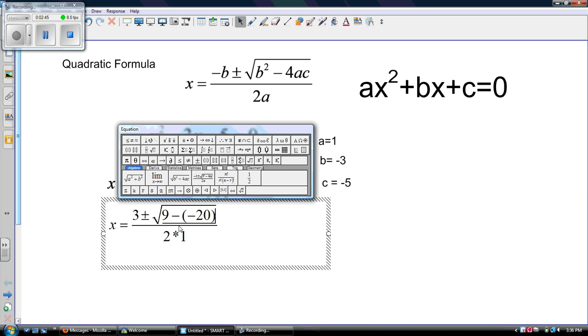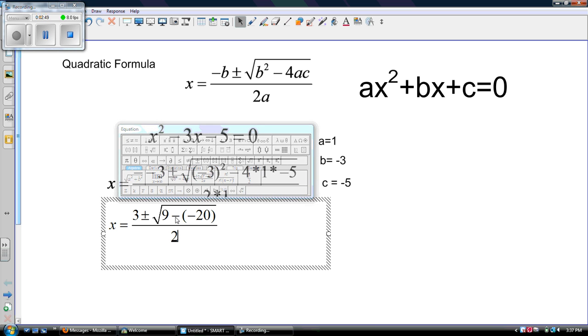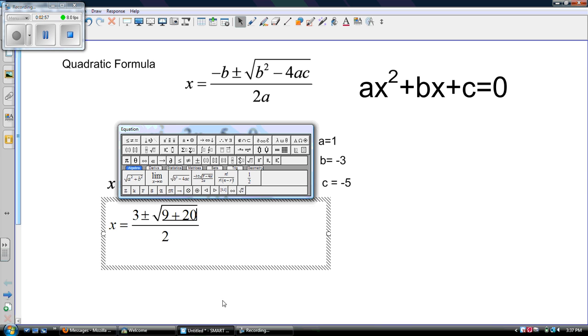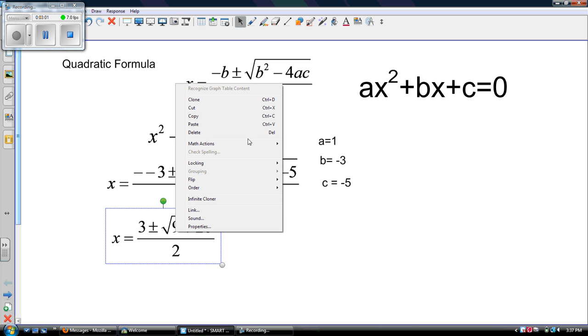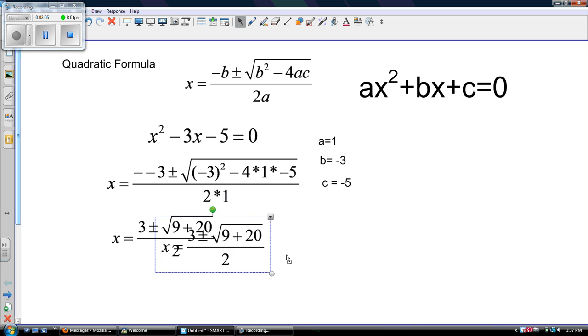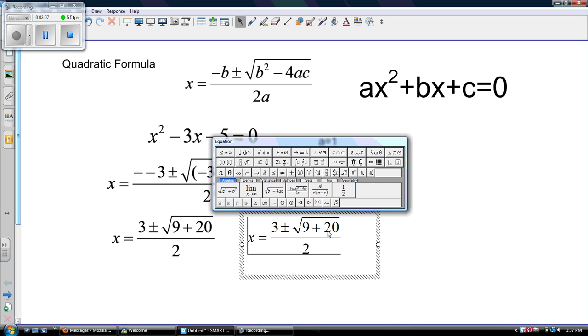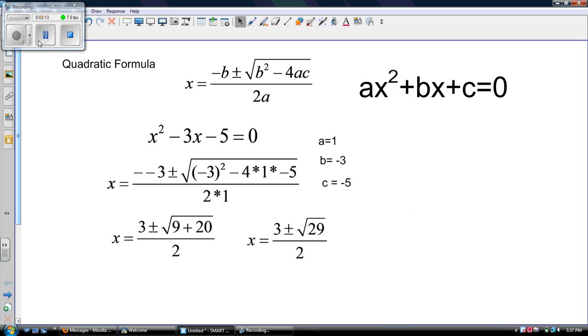And then this is just 2, because 2 times 1. So again, we have that minus minus. So then that minus minus is going to become plus 20. And so that's where you end up with 3 plus or minus the square root of 29, over 2.